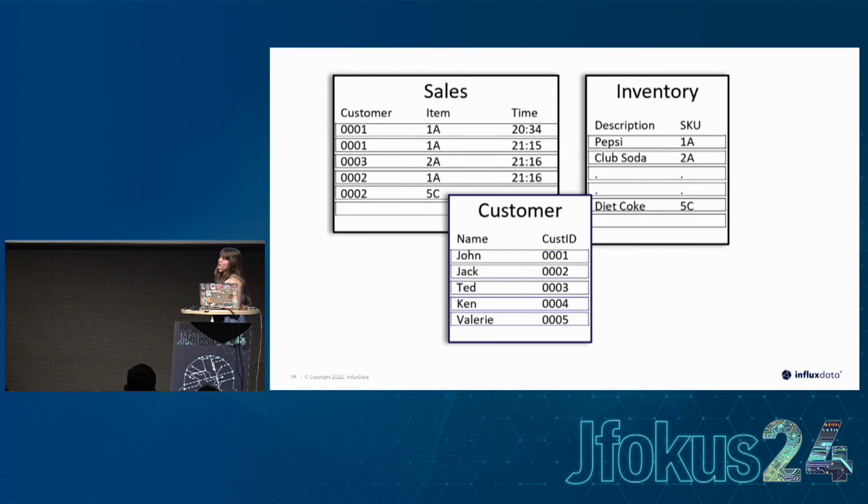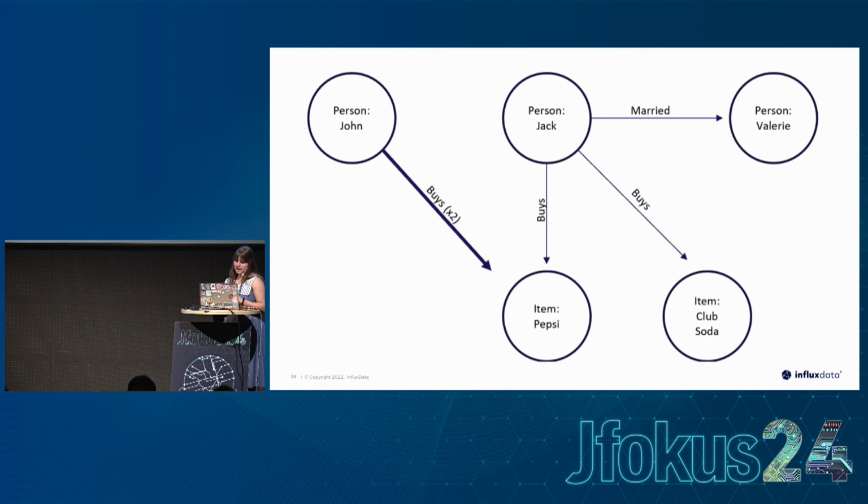So again, this is how this would be stored in a SQL DB. You've got your customers, you've got sales, and you've got inventory. Great, all on its own. In a graph DB, it looks a little bit more like this. You have person John, who buys a lot of Pepsi, and you have person Jack, who also buys Pepsi, and he's married to the person Valerie, and he also buys club soda.